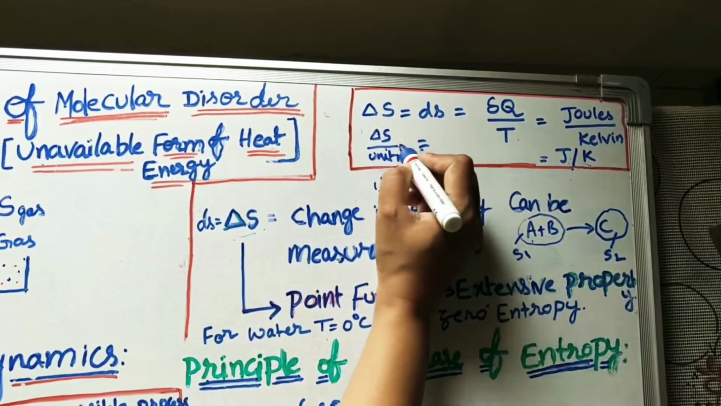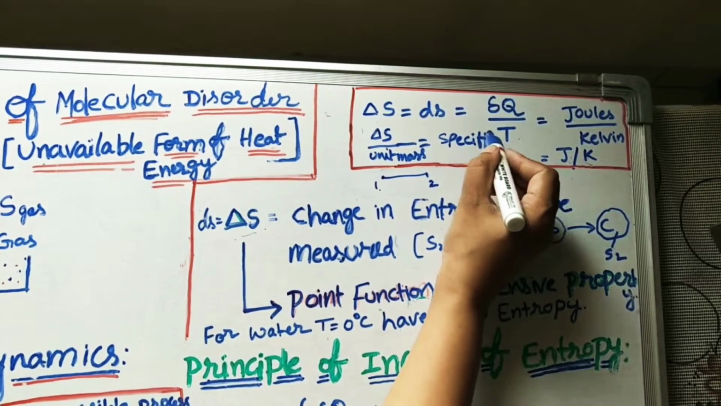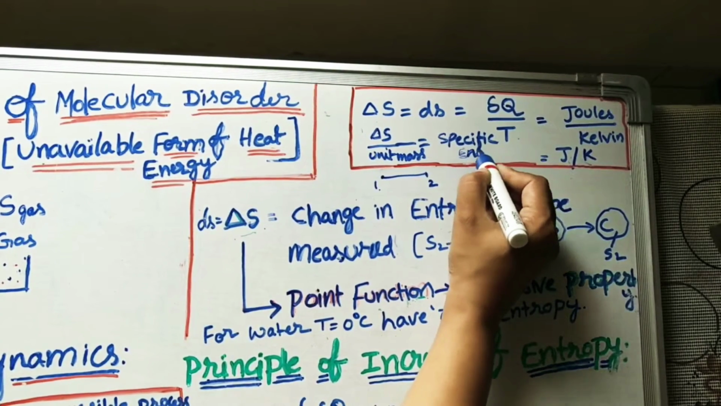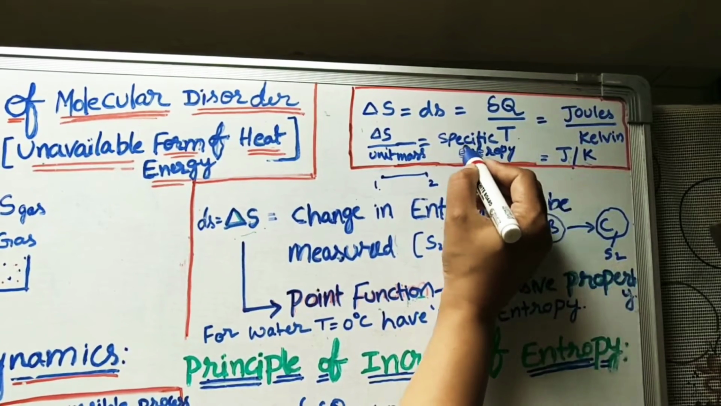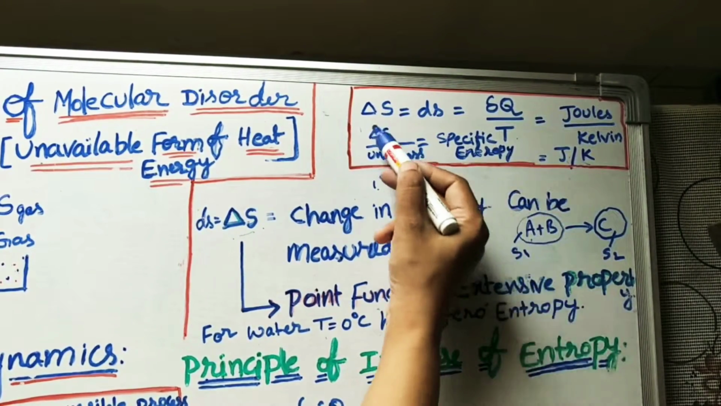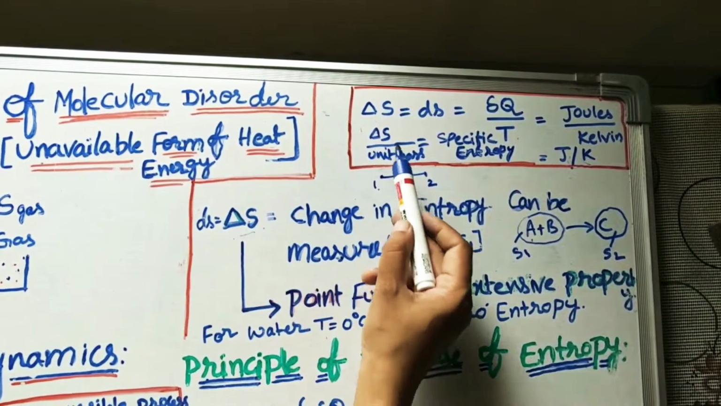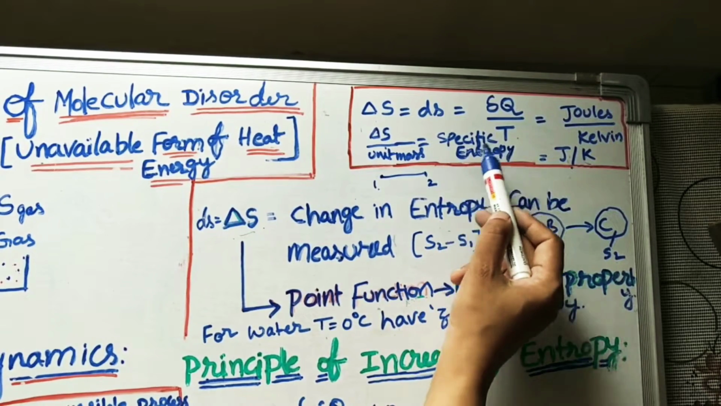we can call it specific entropy. Always remember, if you are taking volume per unit mass, we call it specific volume. Whatever value we take per unit mass, we can add the word specific to that term. Here we are taking entropy, that's why we call it specific entropy.